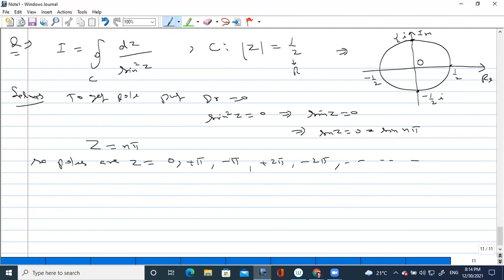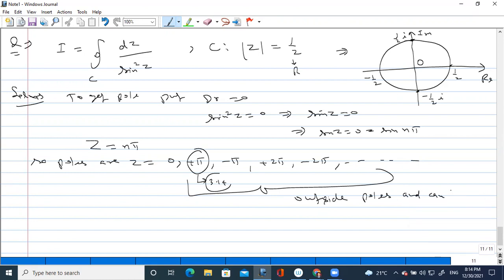Okay. But now check which one is inside, which one is outside. If I take pi, pi value is what? 3.14. That is outside. It means all these poles are outside. So I will not consider them. These are outside poles and cannot be considered to get the integral. Understood? So we will not consider them. Only z equal to 0 we will consider. So for that only we want to find out the residue. Residue at z equal to 0 pole.